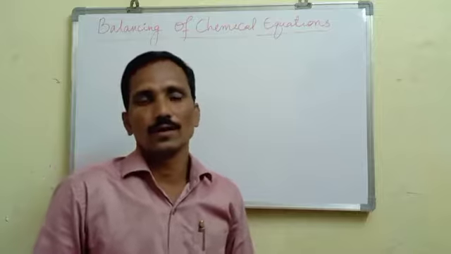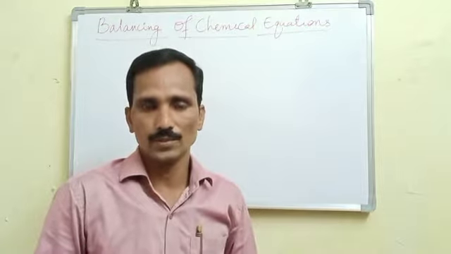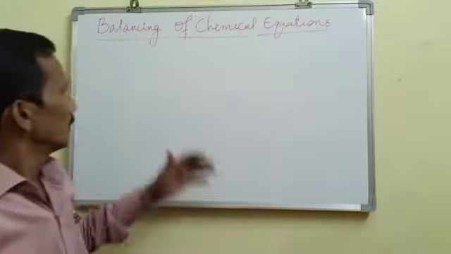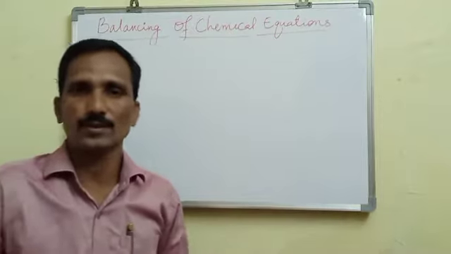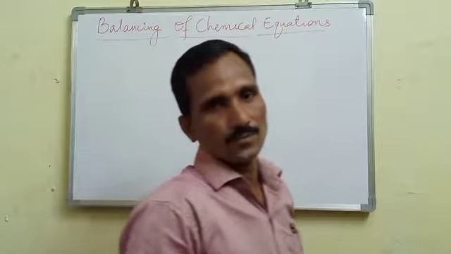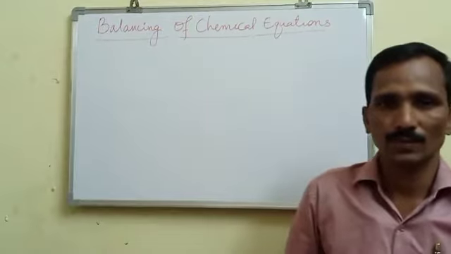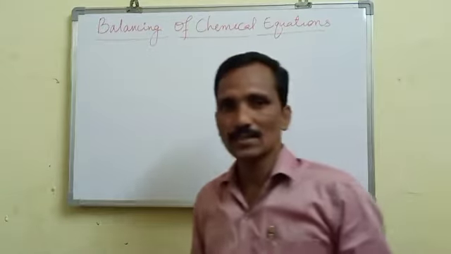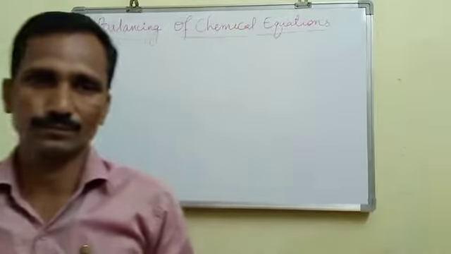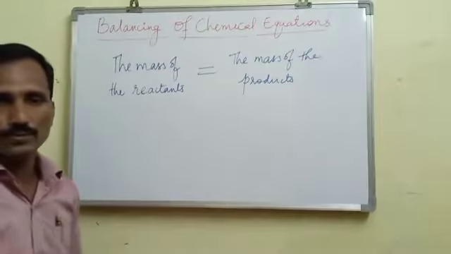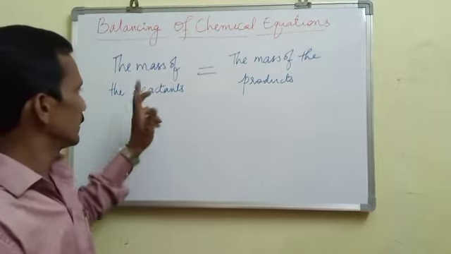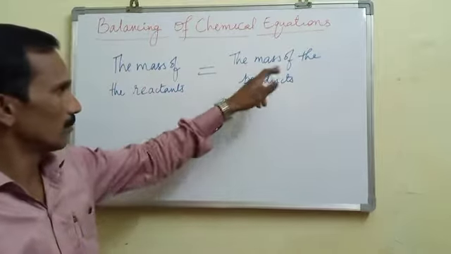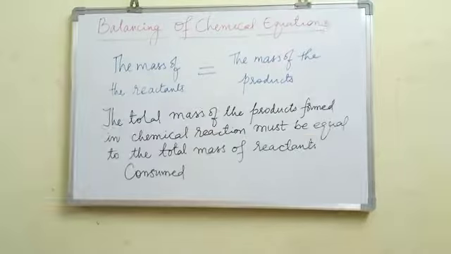According to the law of conservation of mass, the mass of the products formed in a chemical reaction must be equal to the mass of the reactants consumed in the chemical reaction. According to the law of conservation of mass, the mass of the reactants is always equal to the mass of the products.